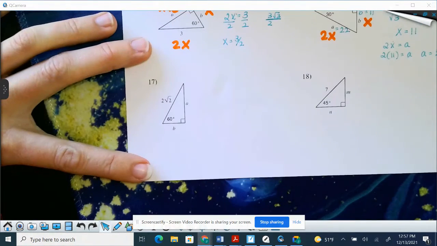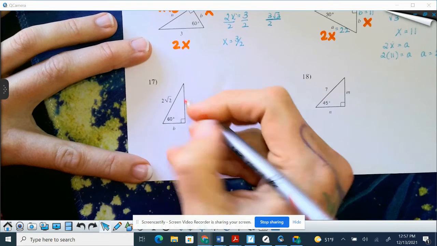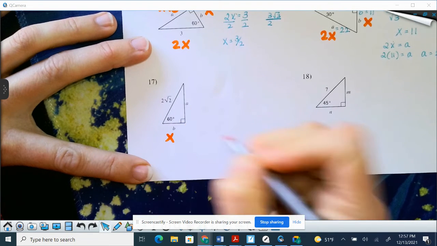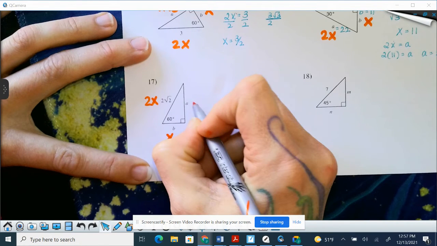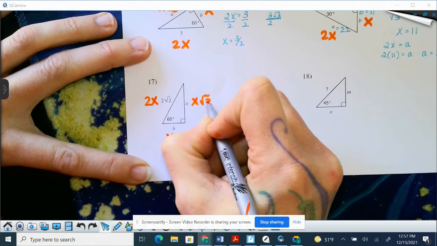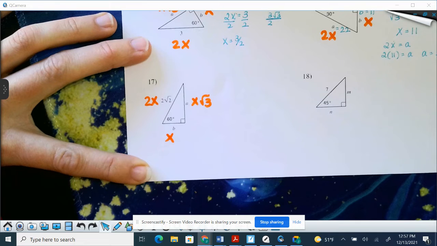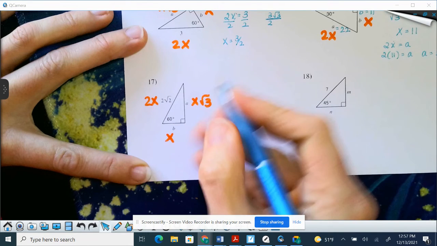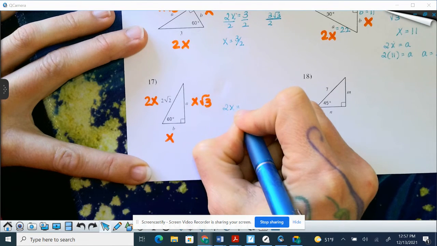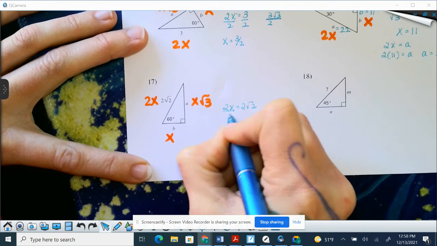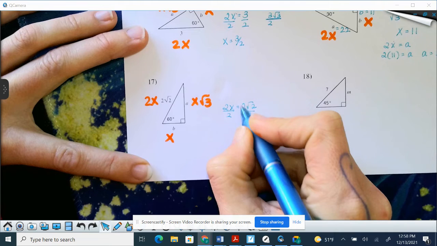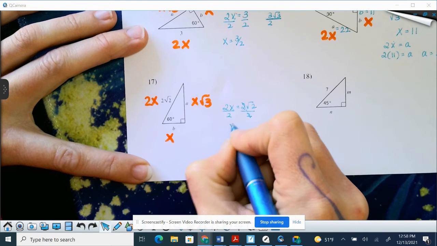Number 17, another 30, 60, 90. So across from 30 is our x. Our hypotenuse is always 2x. And then across from 60 is x square roots of 3. So we're going to simplify. Our ratio 2x is equal to 2 square roots of 2 because we need to find out what x is, so then we can plug it in. Divide by 2. These are our whole numbers. They cancel out. So x equals the square root of 2.